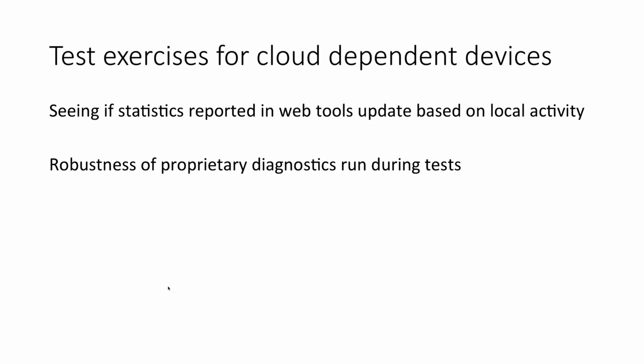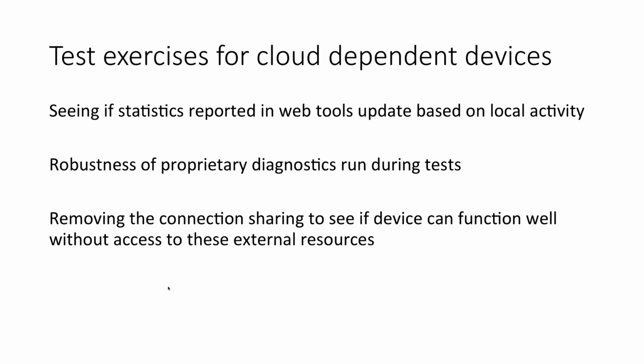Also, if you have any proprietary diagnostic tests running, make sure those are able to operate while other stuff is going on. And then also remove connection sharing and make sure the device will function even if it doesn't have access to the WAN. So in the event that it loses connection to these external resources, what happens to the behavior, because the end user is probably going to end up experiencing that.